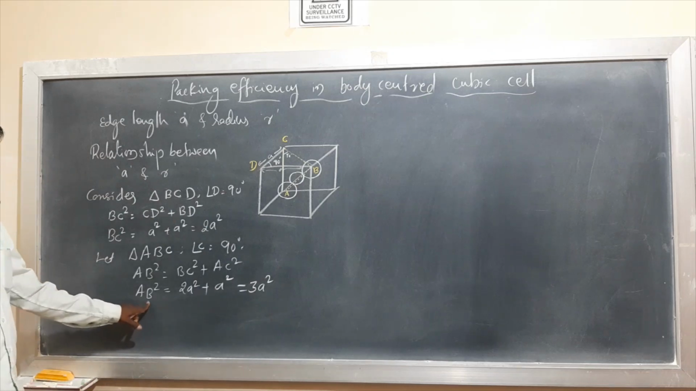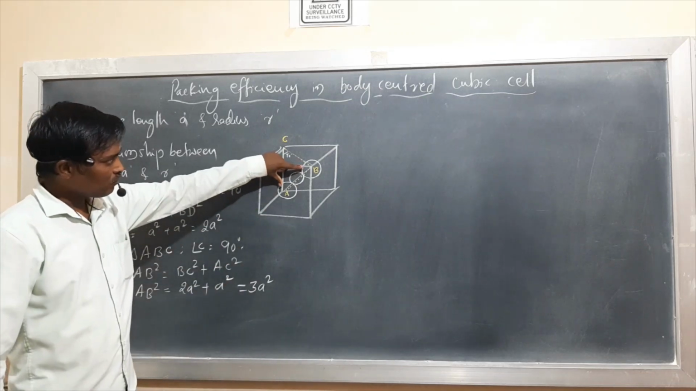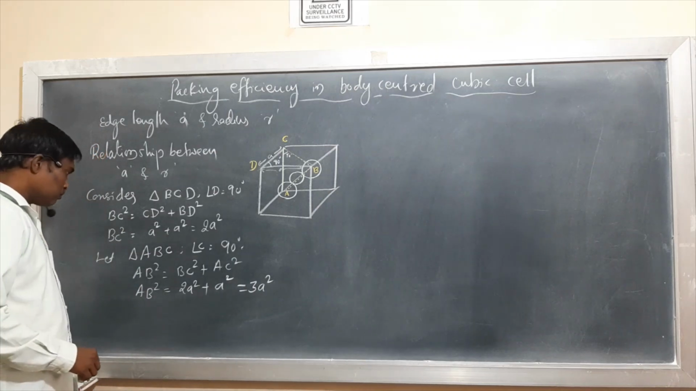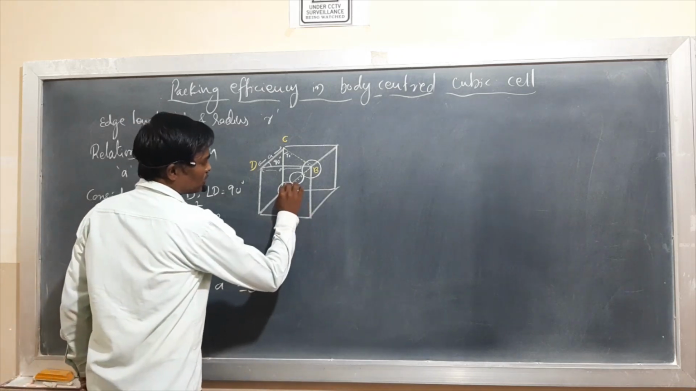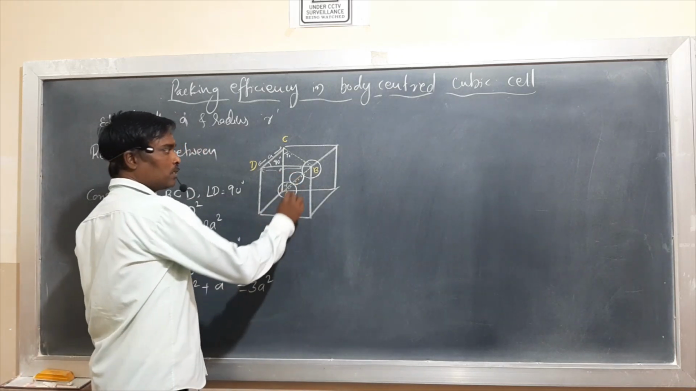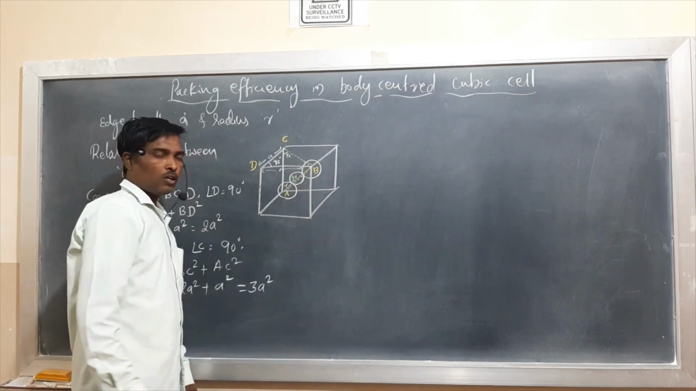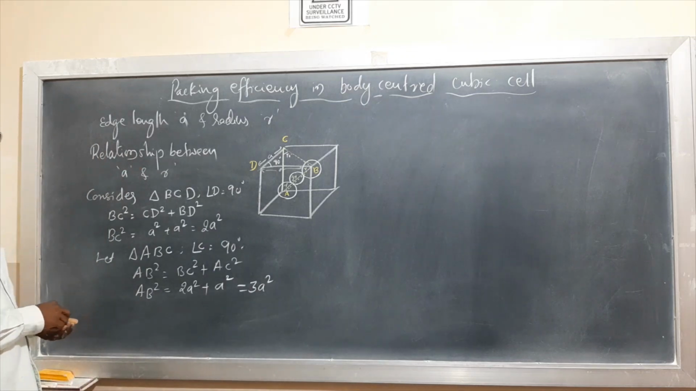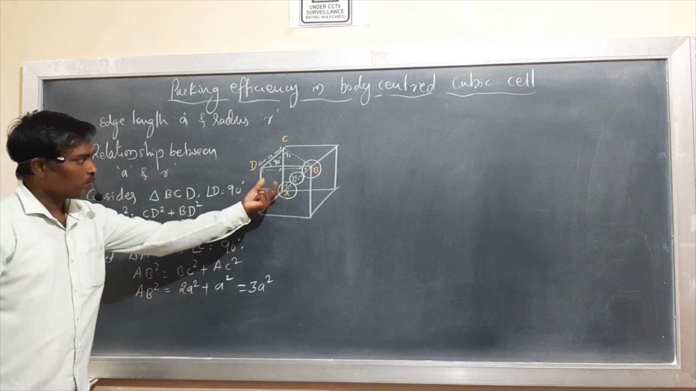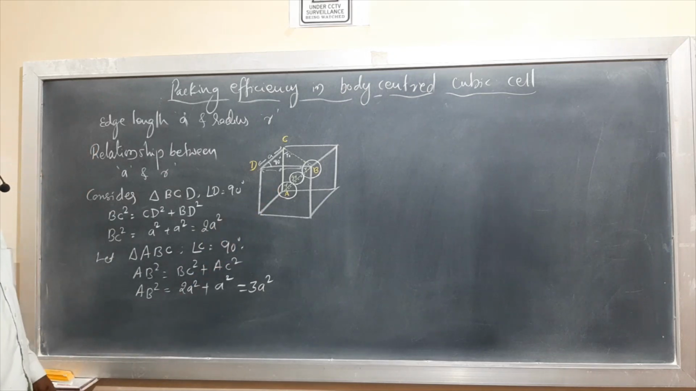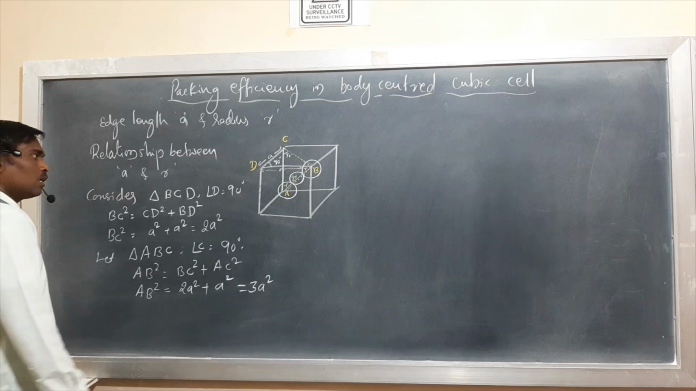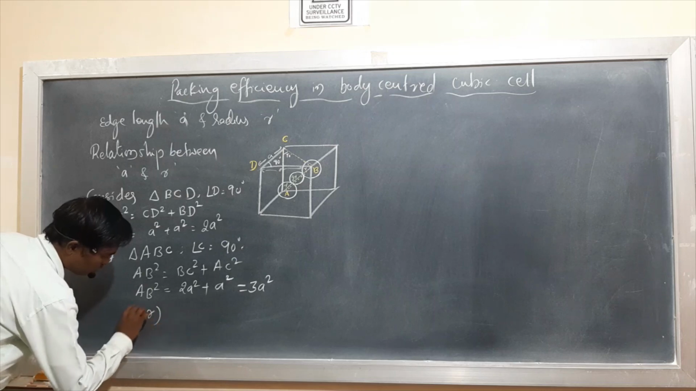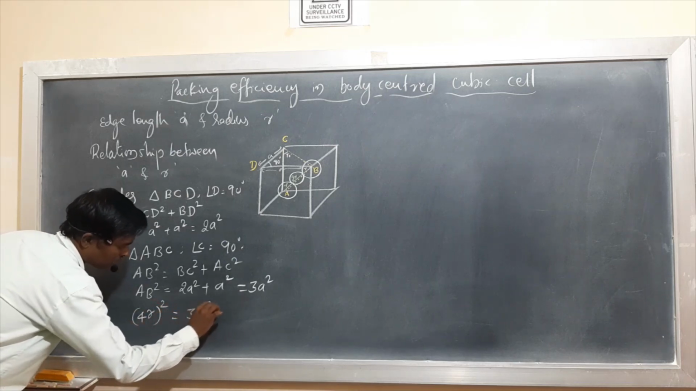AB is the length of this body diagonal, so let me express the length of the body diagonal in terms of the radius of the sphere. This is R, the radius of the first sphere. This is 2R, the diameter of the second sphere, and this is R, the radius of the third sphere. Therefore the body diagonal AB is the sum of these three: R plus 2R plus R, so there is 4R. So 4R whole square is equal to 3A square.